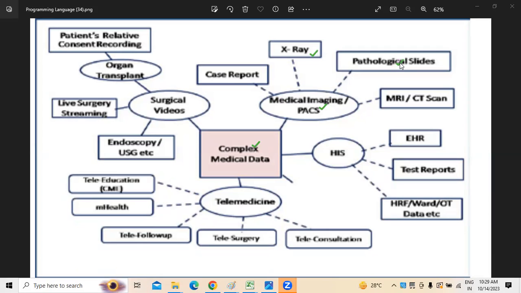So pathology slides, at the same time the MRI as well as CT scans, and the case reports, especially the medical case for a particular individual, right? So all these things come under medical imaging PACS. The next one is HLS, where the electronic health records and the kind of test reports are involved, followed by the data relating to HRF, OT data, everything is being involved in it.